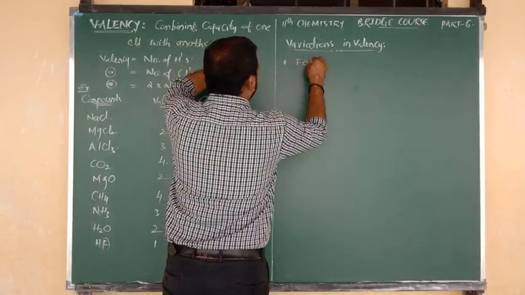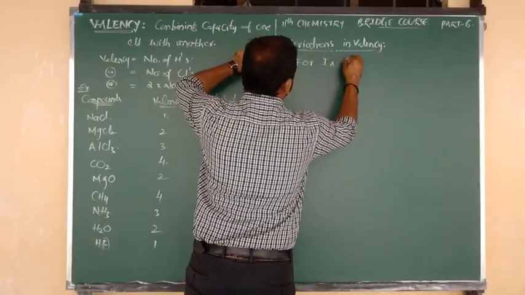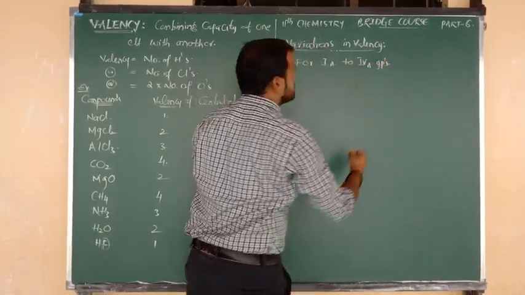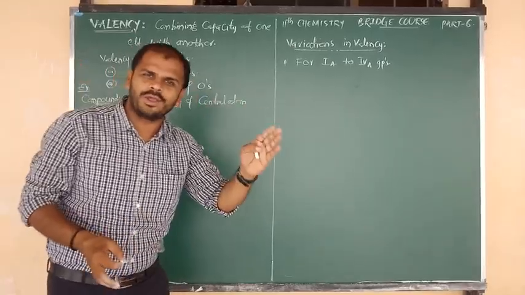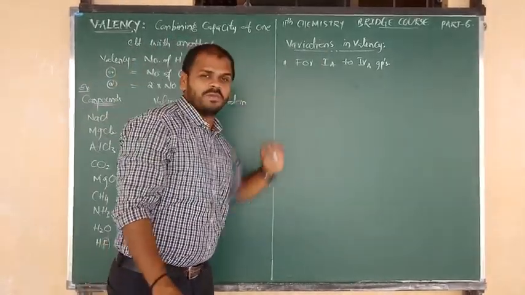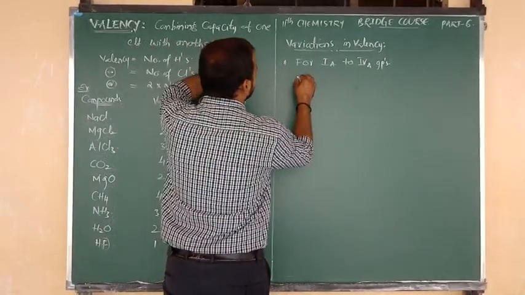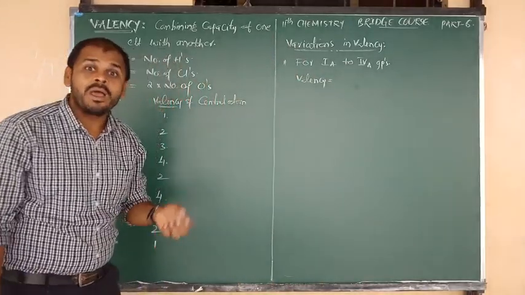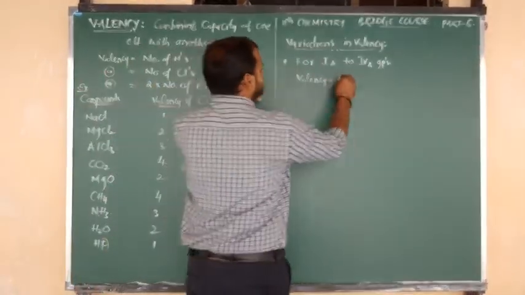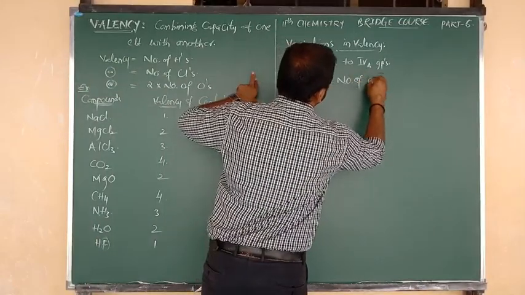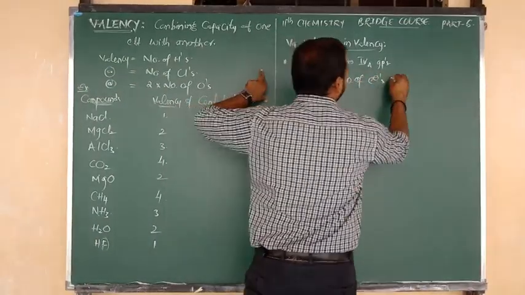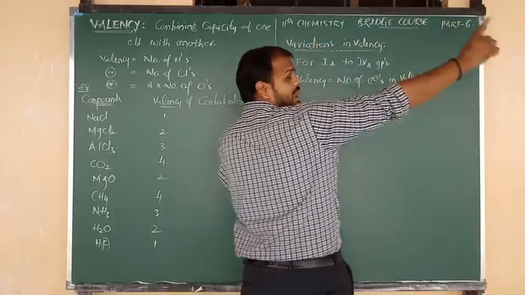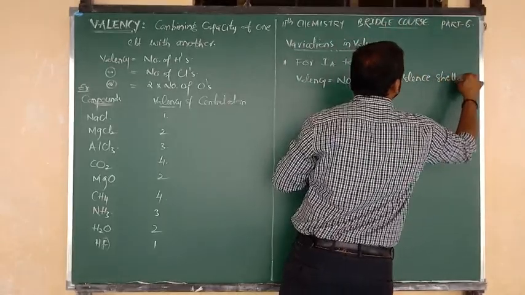This rule was applicable only for 1A to 4A groups, meaning the 1A, 2A, 3A and 4A groups. For the first 4 groups, this rule has to be applied. The rule is: valency is equal to the number of electrons present in the valence shell, that means the outermost orbit.